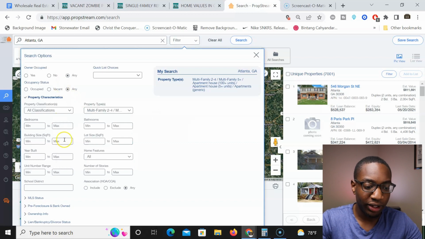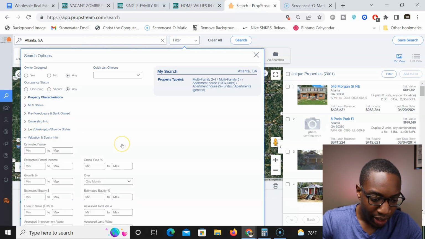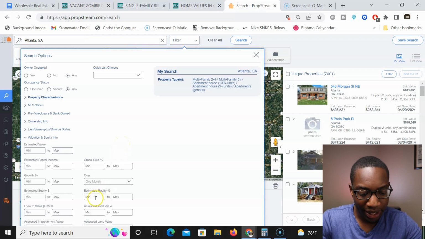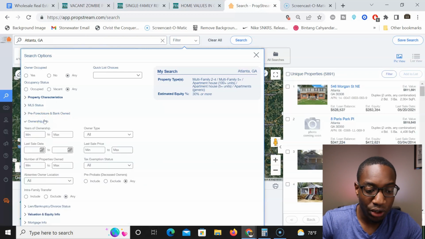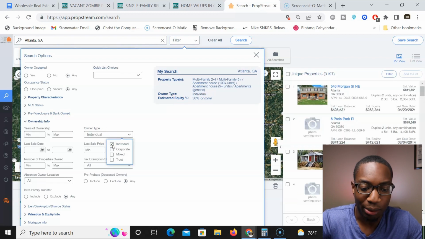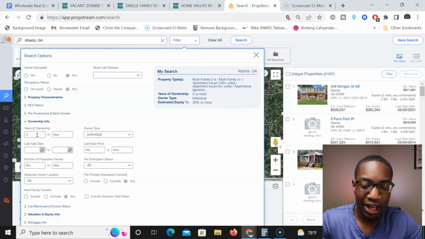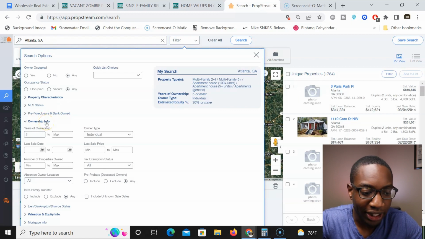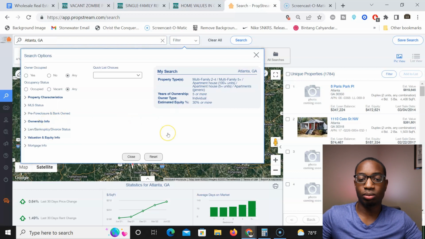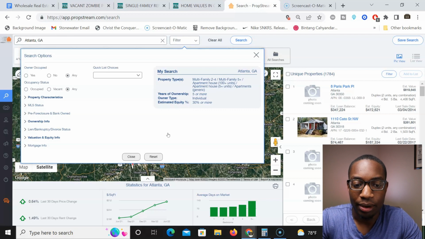And then you could do your regular filters, if you want them to be vacant, within a specific price range, valuation and equity. Let's say you want minimum equity to have at least 30% equity. Maybe you do want an individual owner, like a mom and pop person that owns apartment buildings, instead of going after an LLC. A minimum year of ownership. Let's say you want them to have at least 5 years of ownership so they can have appreciation and equity that they can sell and actually receive money from it. And so that's what I would do. I would go after these properties and target multifamily properties.